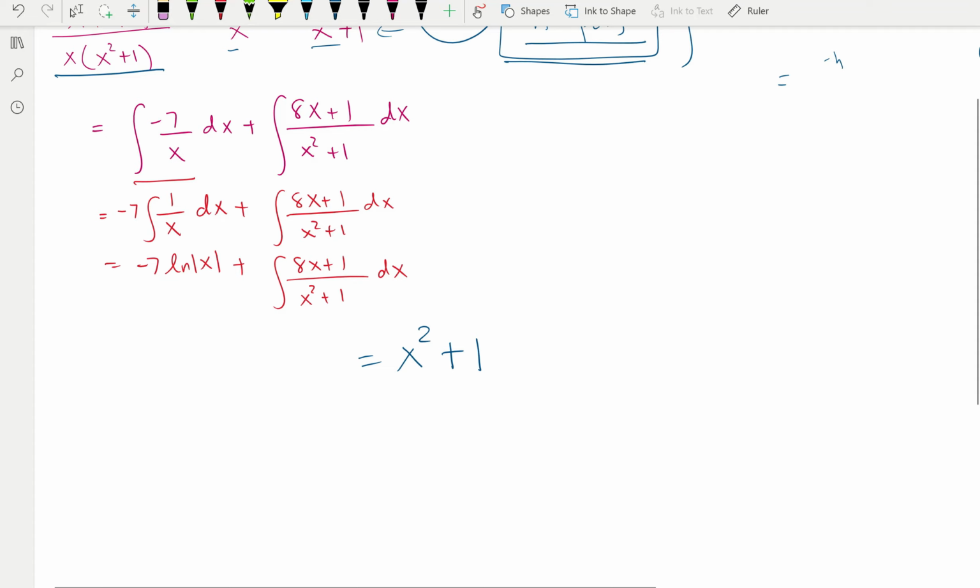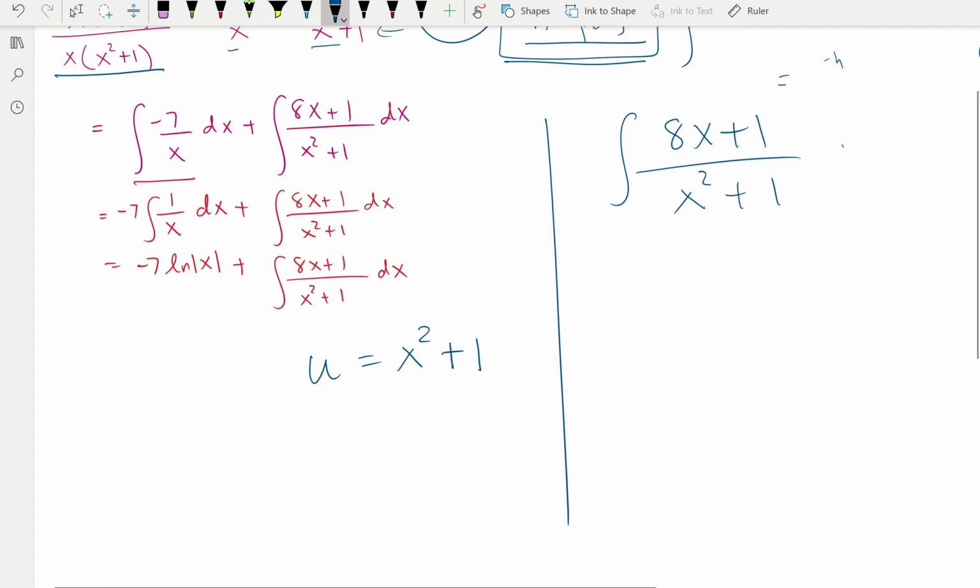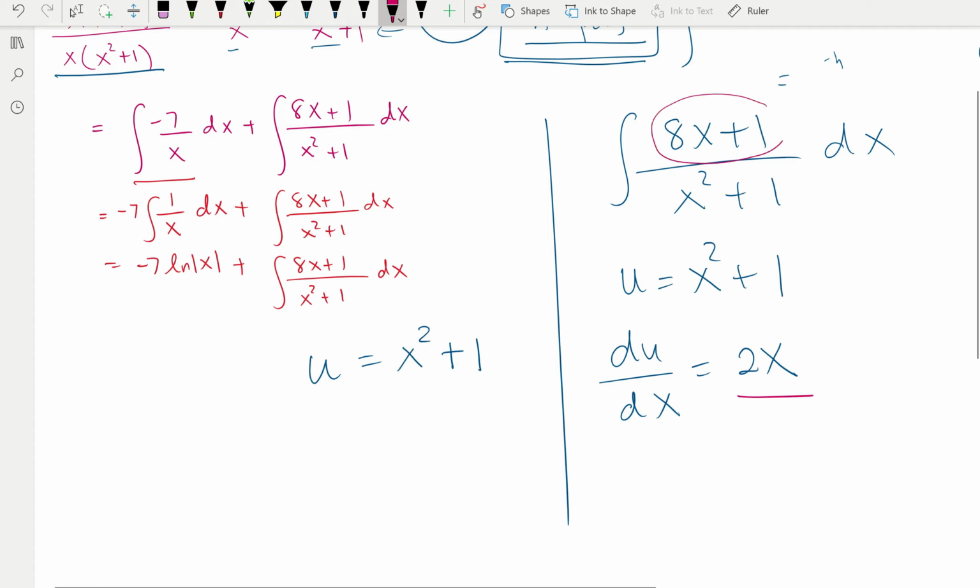Now let's write this problem somewhere else again. So we want to focus on this part, right? So I say my u is going to be x squared plus 1. Perfect. Now if you want to do the integration by substitution, you have to take the derivative, right? So it's 2x. Now here comes another problem. Here's the most crucial part. Now, 2x, do we have 2x? Well, we have 8x plus 1 in the numerator. We expected to see 2x in the numerator, but we are not that lucky.